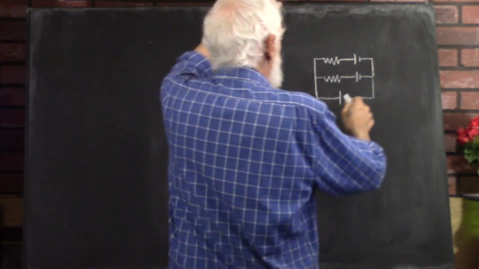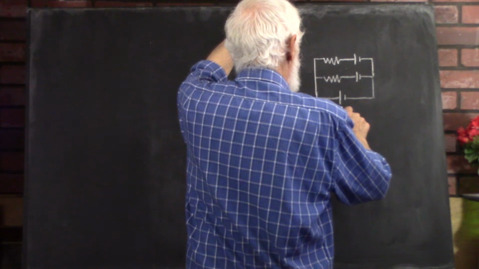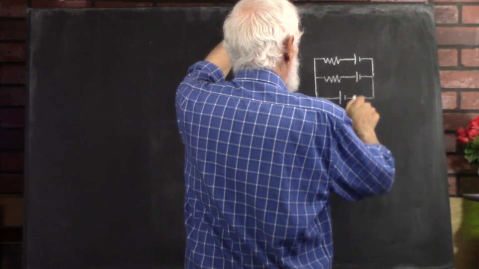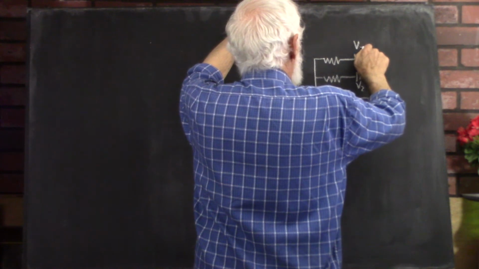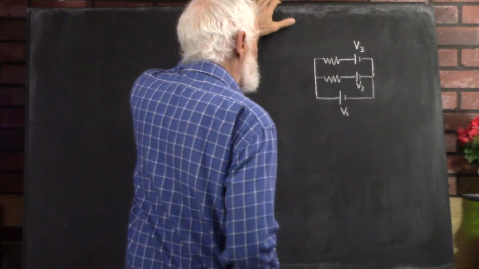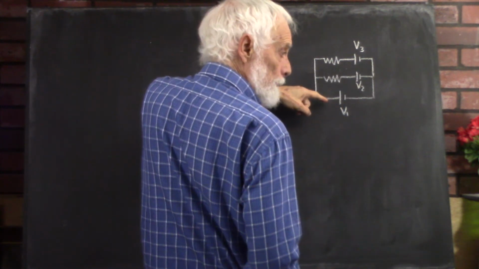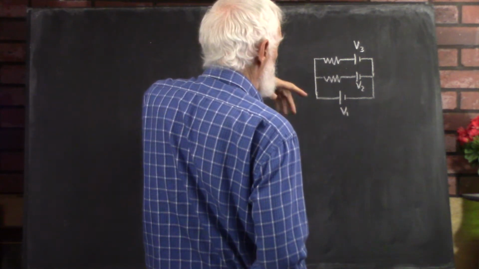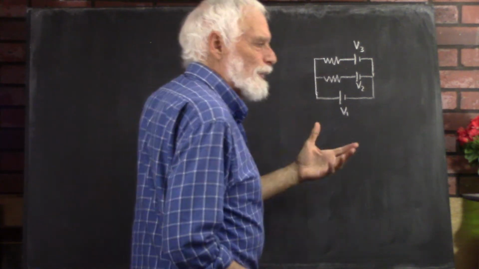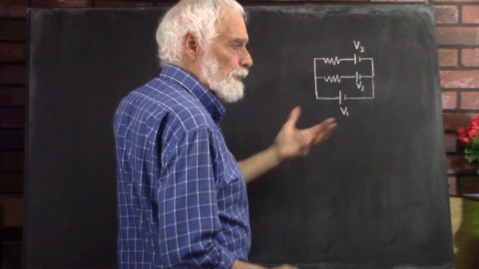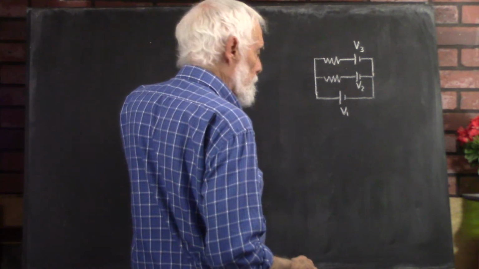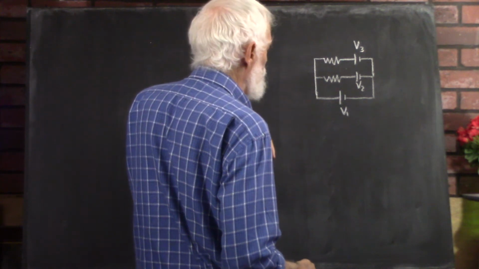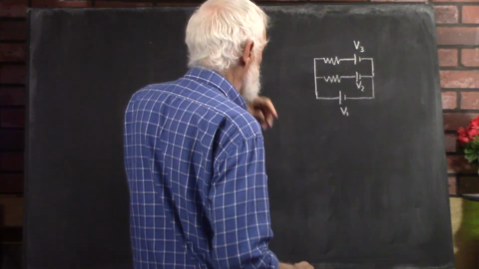Okay, so this source has some voltage which we'll call V1. This one has voltage V2. This one has voltage V3. This one's trying to push current from, well, it's actually trying to push negative charge if it's a metal circuit, but we think of it as pushing current from positive to negative, okay?